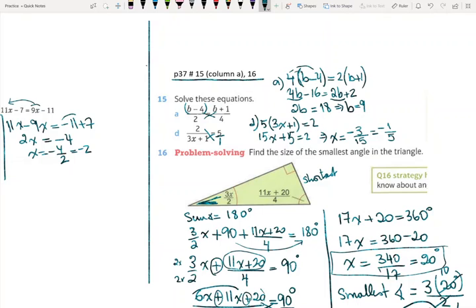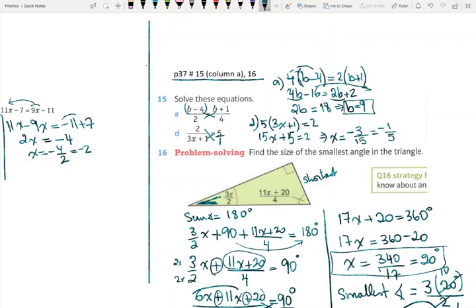Expanding, you're going to get 4b minus 16 equals 2b plus 2. Then taking b on one side and the numbers on the other, you're going to have 2b equals 18, because you take the minus 16 to the other side, you're going to get 2 plus 16, which is equal to 18. Therefore b is equal to 18 over 2, which is equal to 9.